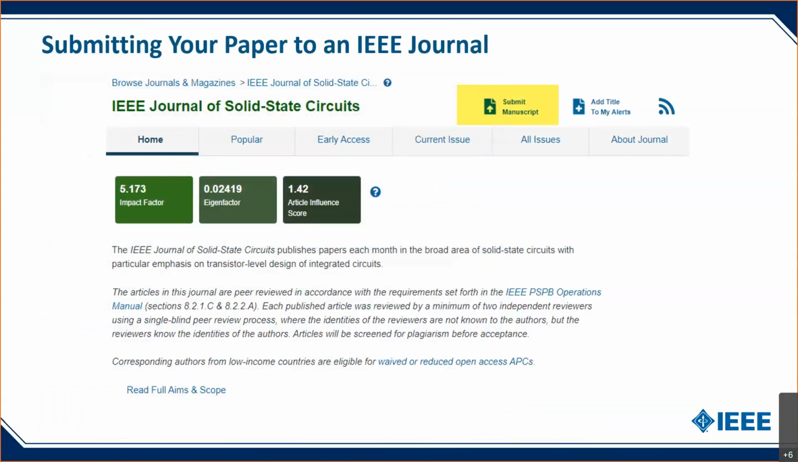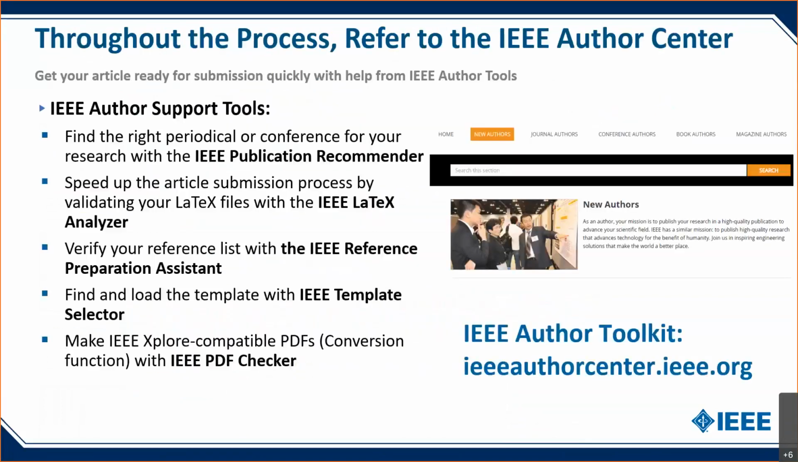Our journal homepage within the IEEE Xplore Digital Library also has a button to submit your manuscript. Please follow the on-screen instructions to submit the manuscript. Throughout this paper process, refer to the IEEE Author Center. This is a newly built site, built a few years ago, and we keep adding new functionalities to it. You'll be able to find the publication recommender tool.